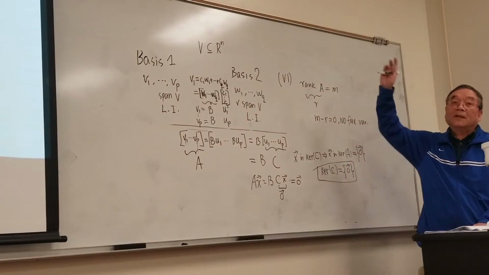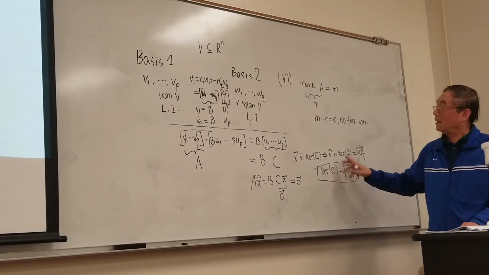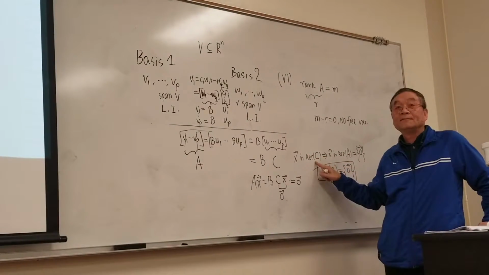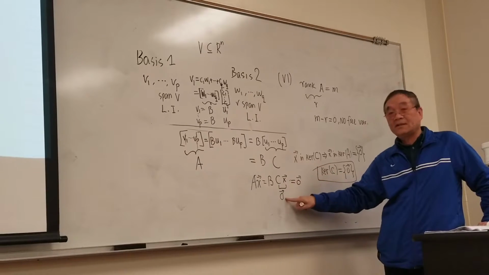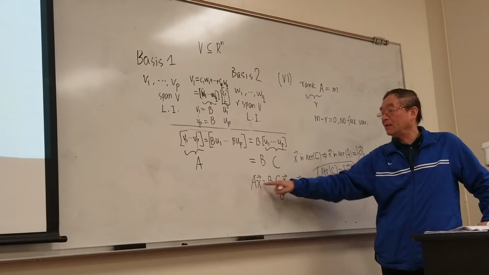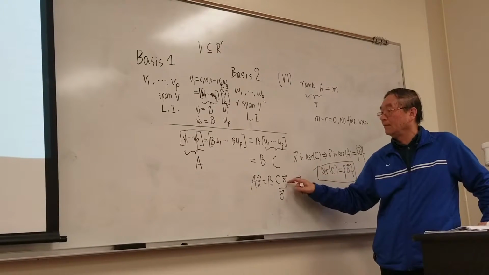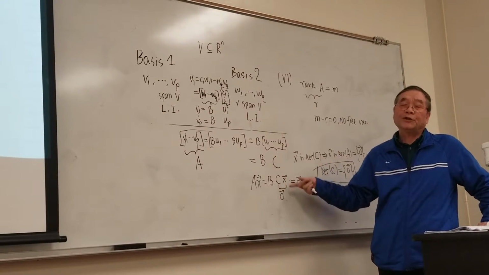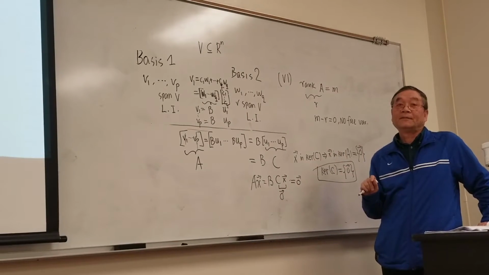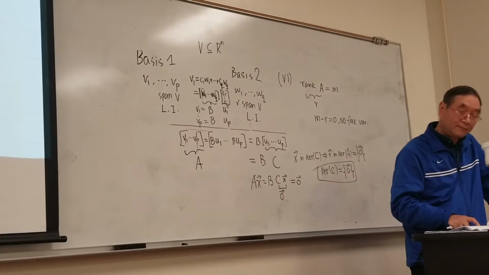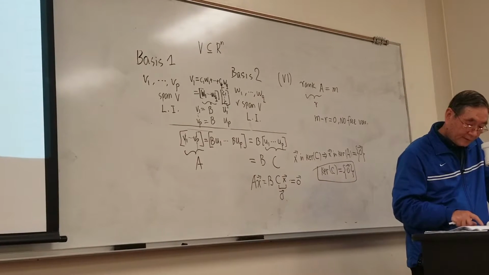Alright, so this statement is based on this. If X is in the kernel of C, that means CX equals 0, then B times 0 is 0. That means this X must be 0. That means the kernel of C is 0. Okay? Now, we'll use this again. The kernel of this is 0.